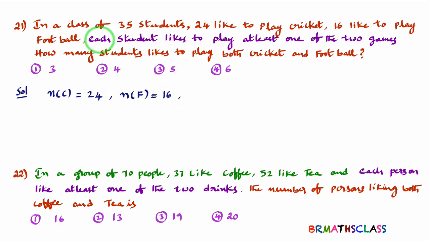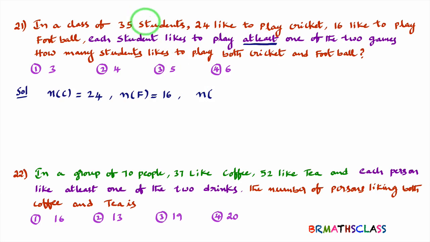And you see here, this is the important statement. Once you understand this statement, this question is nothing to you. What is that statement? Each student likes to play at least one of two games. Whenever you see at least, I'll tell you what to do. That means in a class 35 students are there. In those 35 students, each student likes to play at least one of two games. There is no student who won't play any game. Whenever you see at least, it is union.